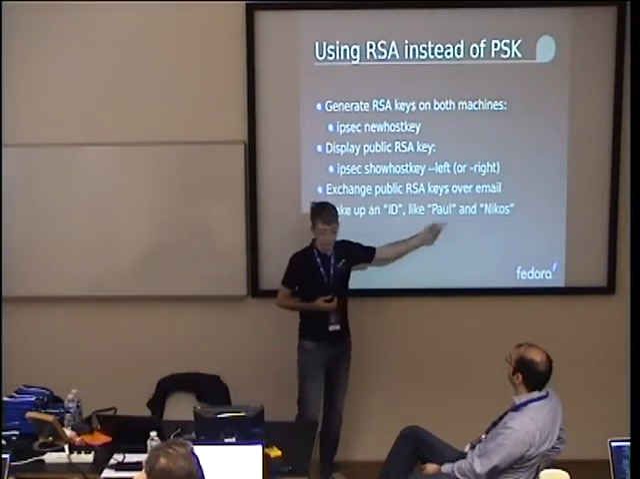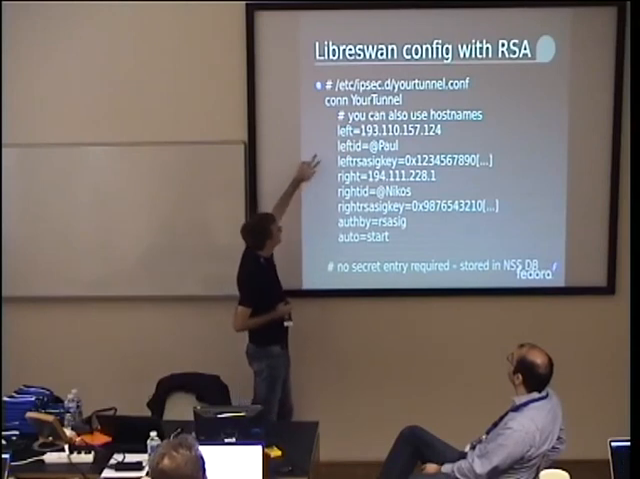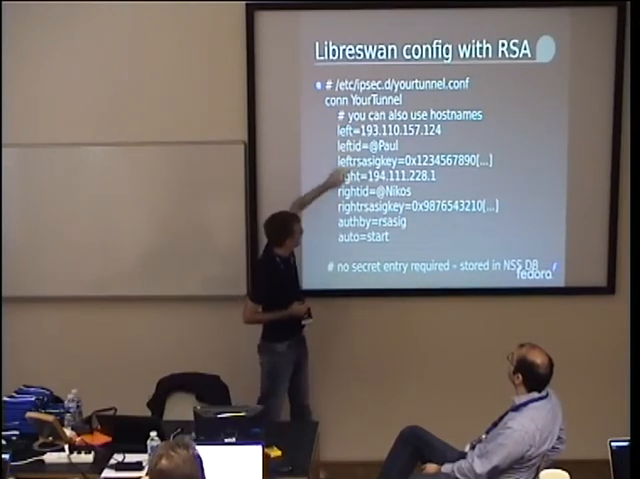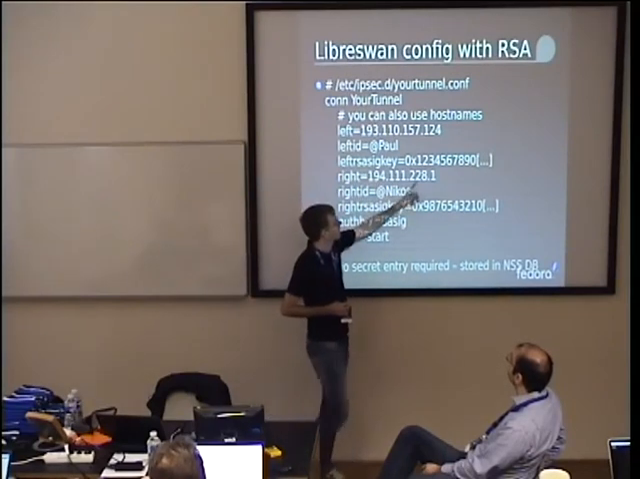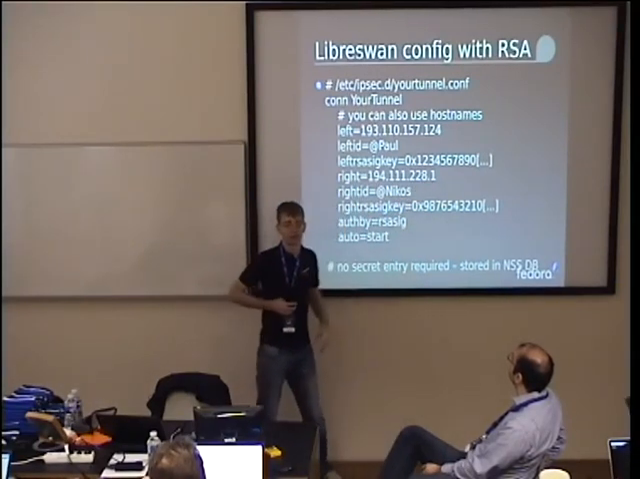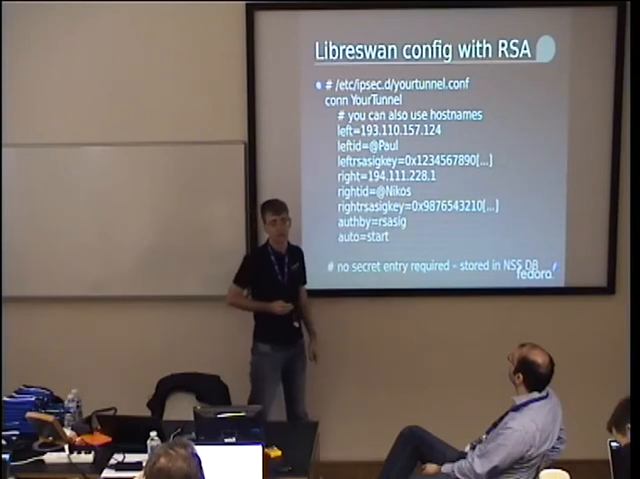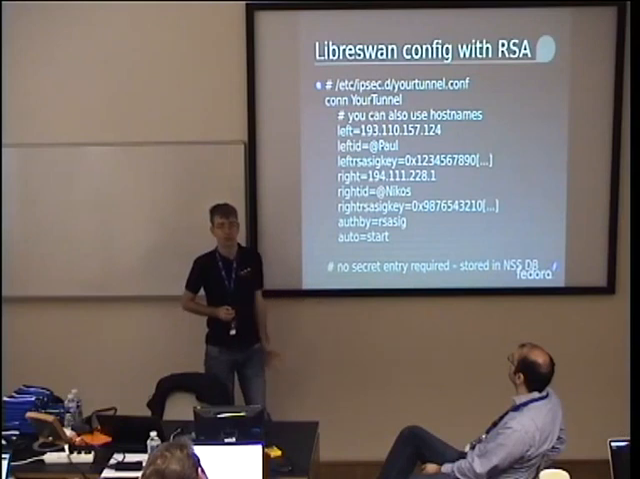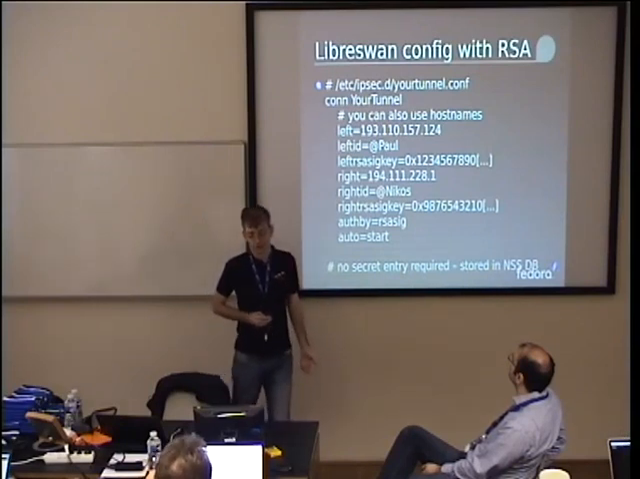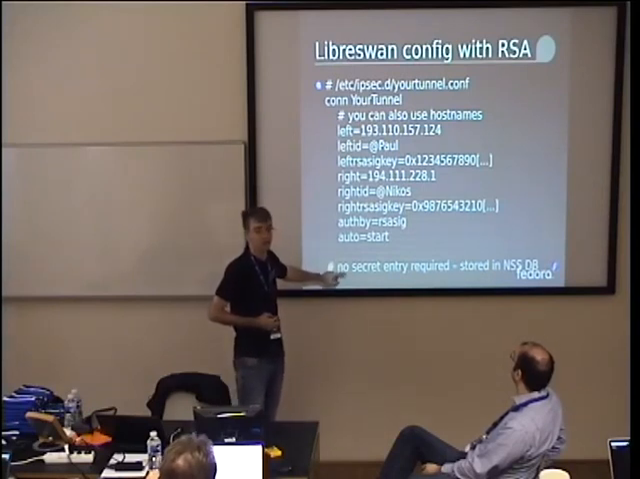So for instance, Paul and Nikos. And then now the configuration slightly changed. Left ID is specified and right ID is specified. And then left RSA key, and this is shortened. It's a really long block of a key. And right RSA key. And auth by is RSA. So now you're using RSA, which is much more secure than using a pre-shared key. And so there's no entry needed in the secrets.